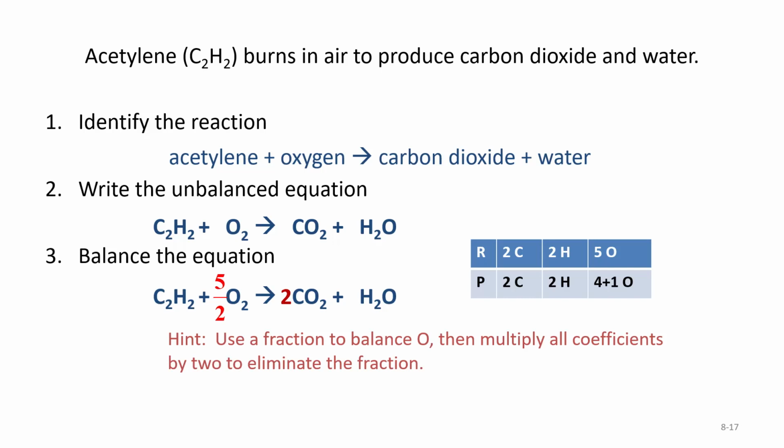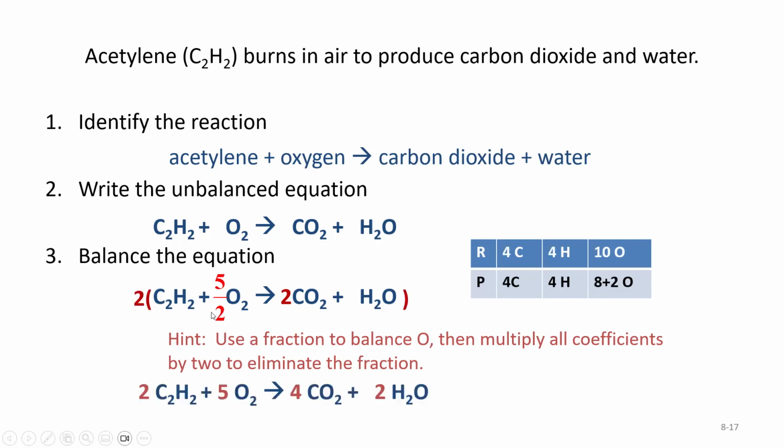The problem is we can't leave it like this because this looks really messy. So we're going to have to multiply away this 2 on the bottom. So if we multiply the whole equation by 2, we end up with 2C2H2 plus 5O2 yields 4CO2 plus 2H2O. How did we get that? We just carried in the 2. So 2 was carried into this one. 2 times 5 divided by 2 just gives us 5. 2 times 2 gives us 4. And 2 times 1 gives us 2.